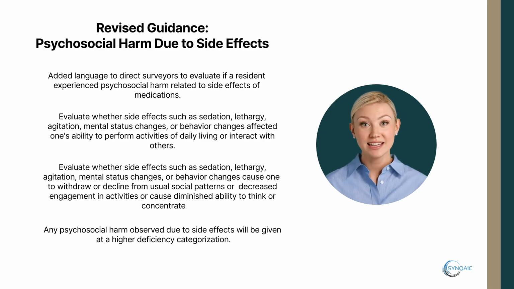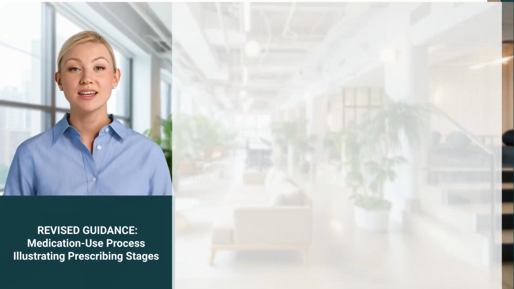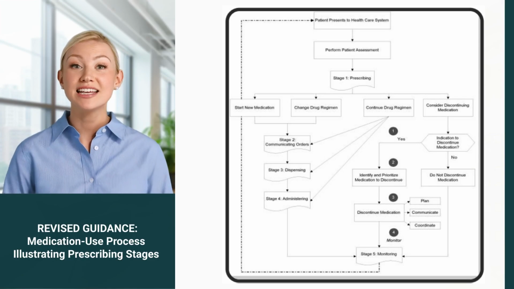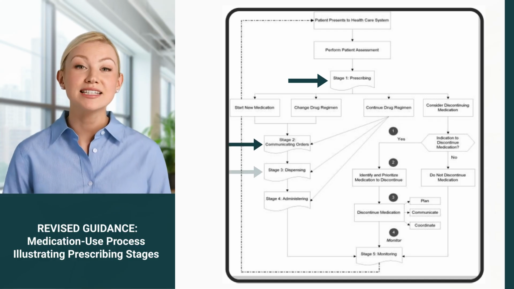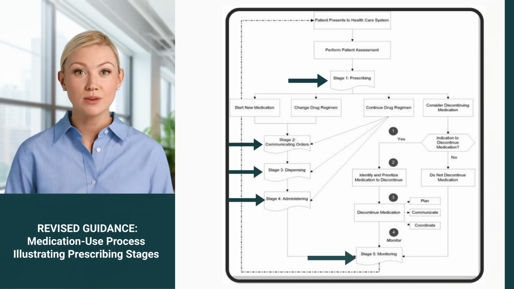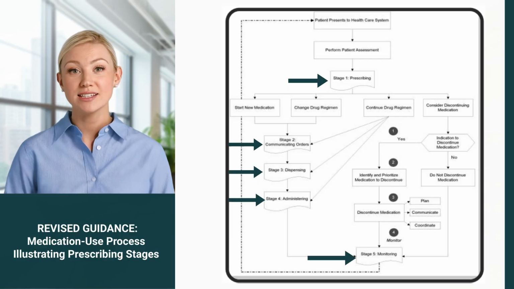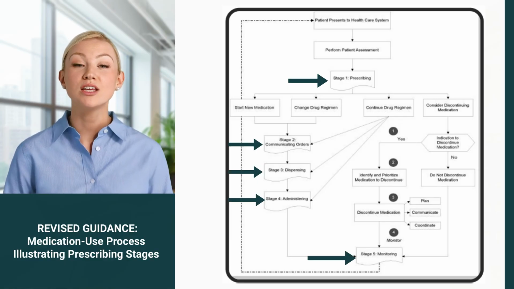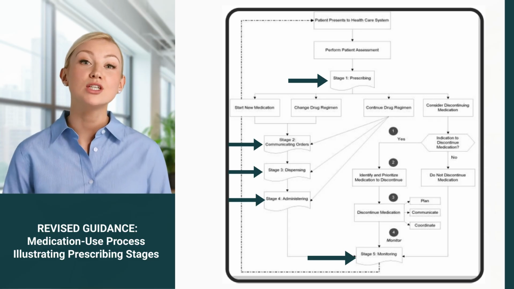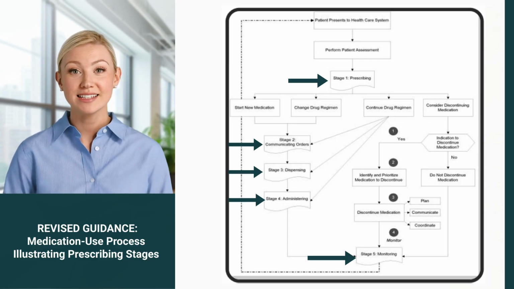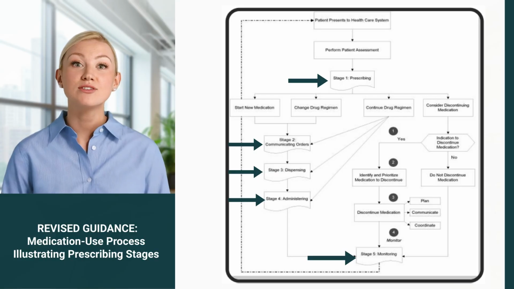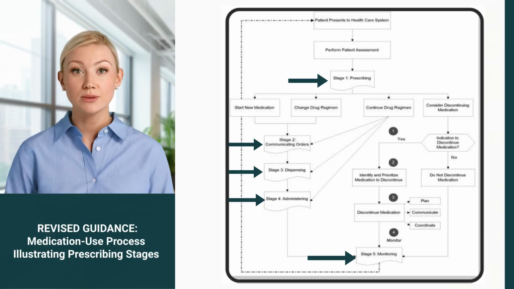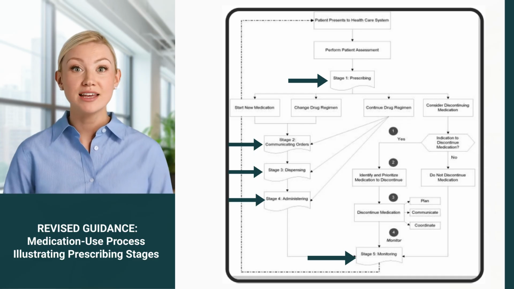The medication use process traditionally includes 5 stages: prescribing, communicating orders, dispensing, administering, and monitoring. Preventable adverse drug reactions, ADRs, most often occur at the prescribing stage in both acute and ambulatory care settings. Various approaches, such as pharmacist-conducted drug regimen reviews and computerized physician order entry or electronic prescribing, have been evaluated to improve this stage.